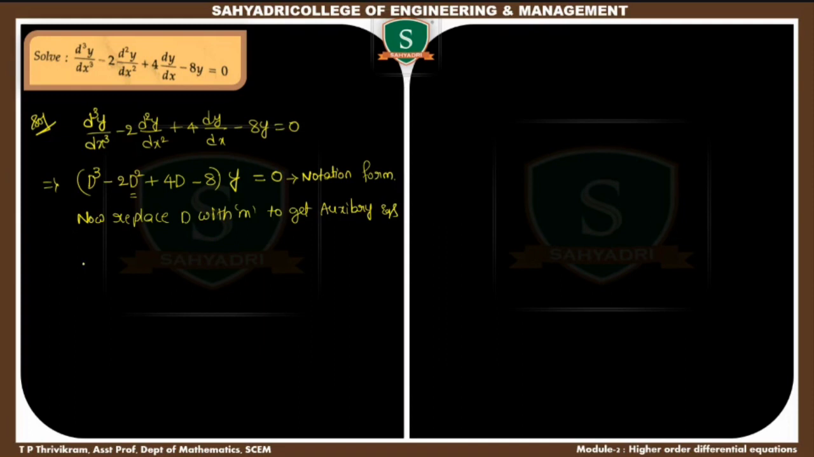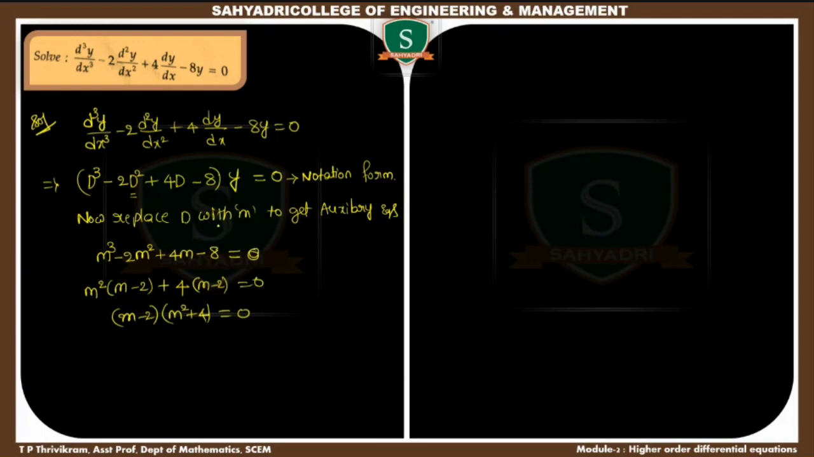Okay, so what will be the auxiliary equation? m cube minus 2m square plus 4m minus 8, equate this equation to 0. Now solve this equation. How much will you get? In the first two terms, m square is common, so you get m minus 2. Plus in the next two terms, 4 is common, so you get m minus 2. Take m minus 2 common, and you get m square plus 4 equal to 0.